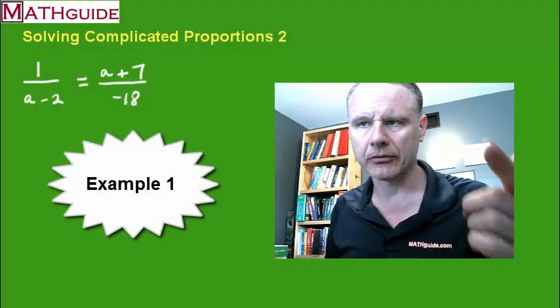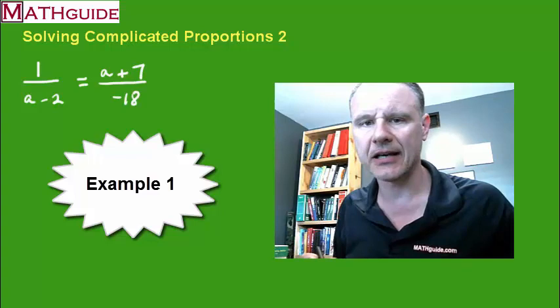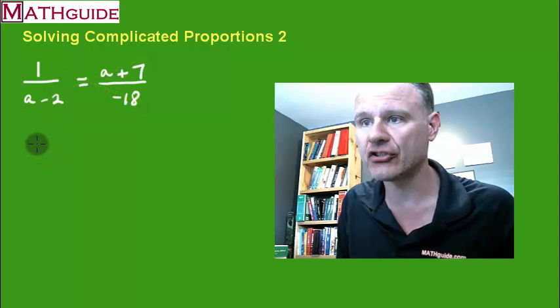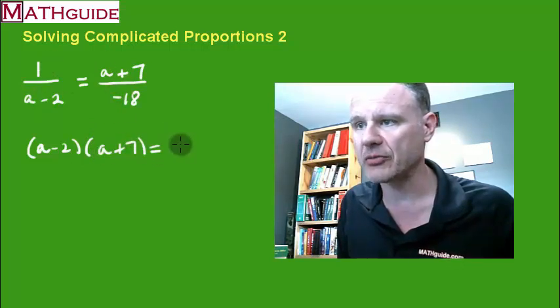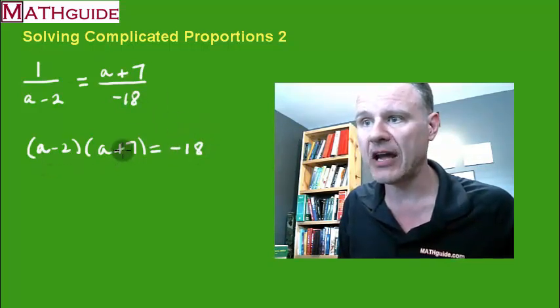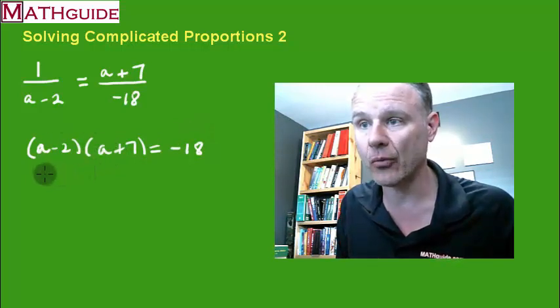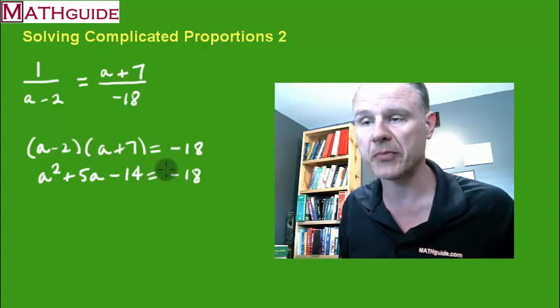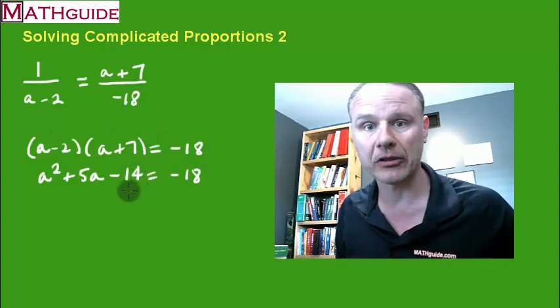So here's our first example. We can see that we have a proportion up there, and that just means 2 equal fractions. We're going to cross multiply. So I'm going to take a minus 2 times a plus 7, and that's got to be equal to the other cross product. Positive 1 times negative 18, which is negative 18. If I multiply these, and I'm not going to show the work here, but if I multiply these, I'm going to get a squared plus 5a minus 14.